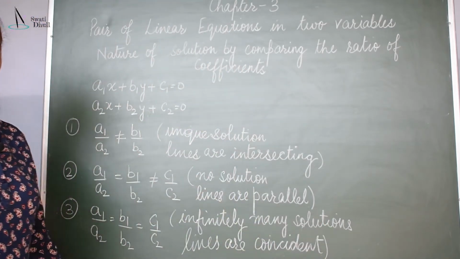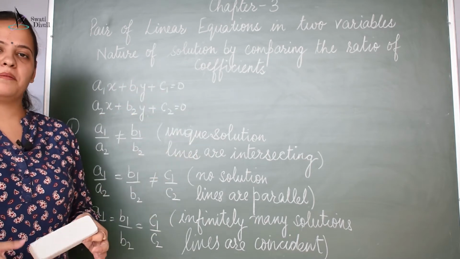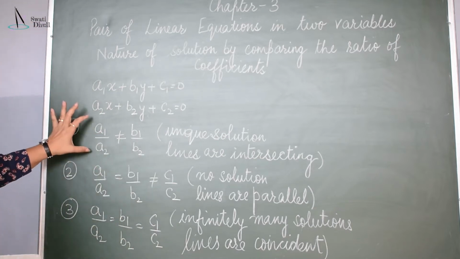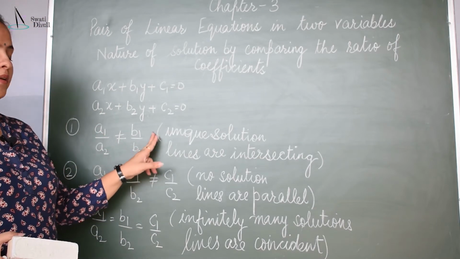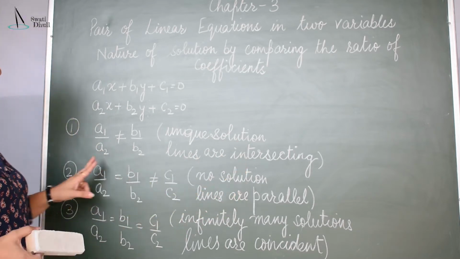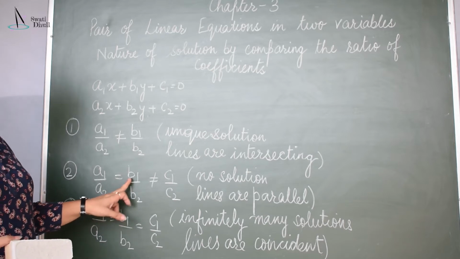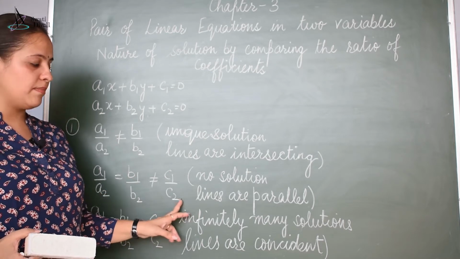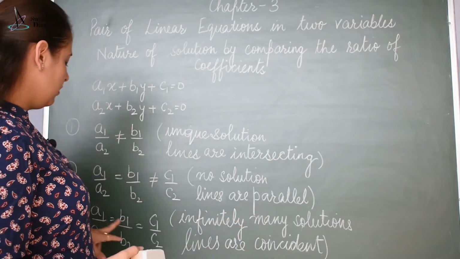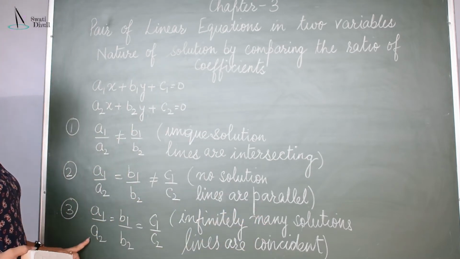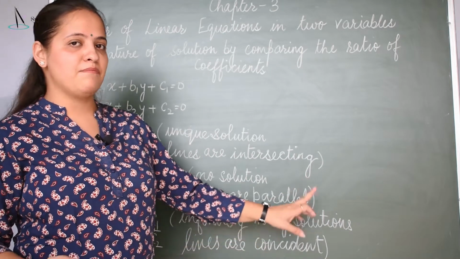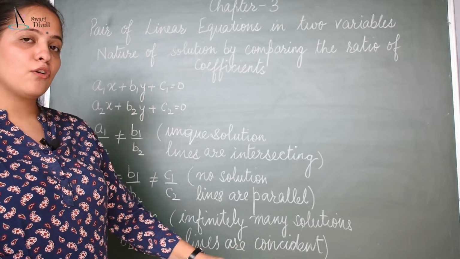So you can find out the nature of the solution by comparing the ratio of the coefficients of the variables. That means if a1 by a2 is not equal to b1 by b2, you will have the unique solution, that means lines are intersecting. Second is a1 by a2 is equal to b1 by b2 is not equal to c1 by c2. That means there is no solution and the lines are parallel. Third is a1 by a2 is equal to b1 by b2 is equal to c1 by c2. That means infinitely many solutions and the lines are coincident.